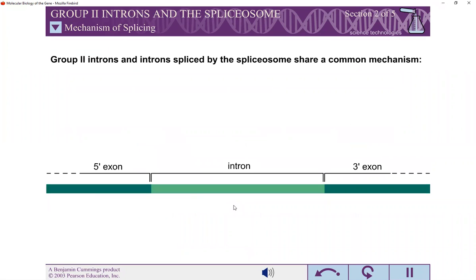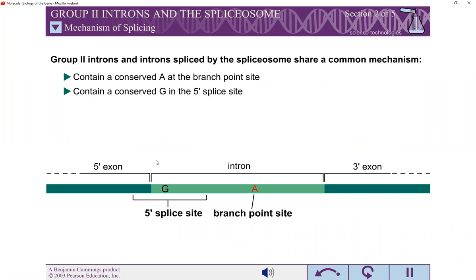Both group 2 self-splicing introns and introns spliced by the spliceosome contain an adenine at a site within the intron called the branch point site. These introns also contain a conserved guanine at the 5' end of the intron in a region called the 5' splice site, and another conserved guanine at the 3' end of the intron in a region called the 3' splice site. Now please look here.